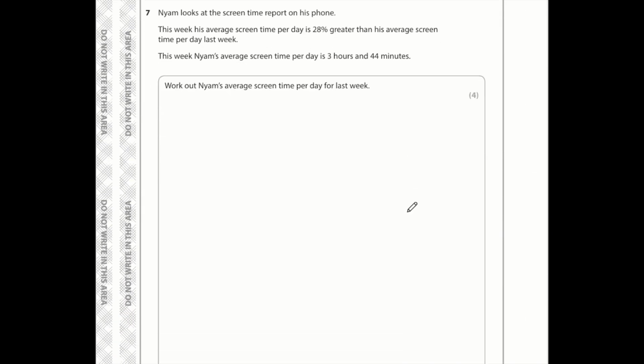Okay, question number 7. So Niam looks at the screen time report on his phone. This week his average is 28% greater than his screen time last week. Okay, right, so this is difficult because we're kind of working the question backwards. So last week has increased by 28%, so that means it would have been multiplied by 1.28 to give us this new value of 3 hours and 44.